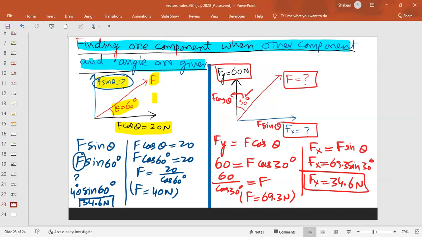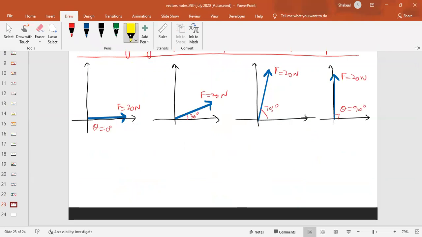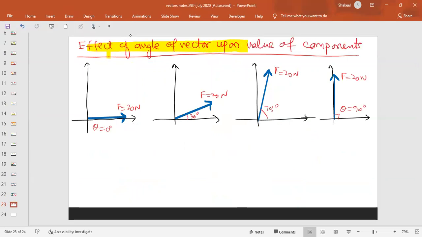Then, moving on to the next question, effect of angle. What is the effect of the angle of a vector upon the value of the components?